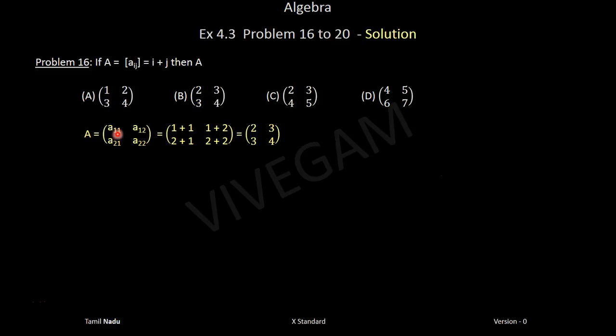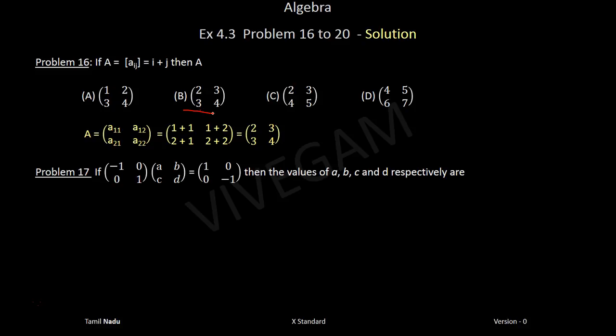So A11, so i is 1 and j is 1. The value of the element is i plus j, right? So it's 1 plus 1, 2. So that's what is done here. Now this is A12, i is 1, j is 2. So 1 plus 2, 3. So this will be 2 plus 1 and this will be 2 plus 2. So you will get 3 and 4. So the matrix is 2, 3, 3, 4. And if you look at it, it is this one. Am I right? So option B is the right one for us.